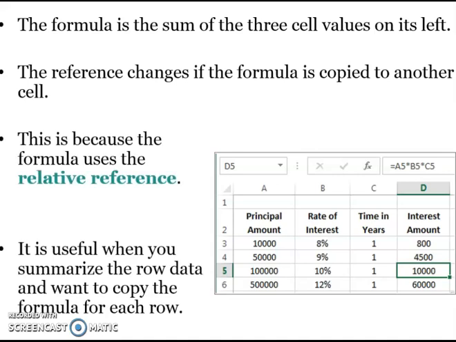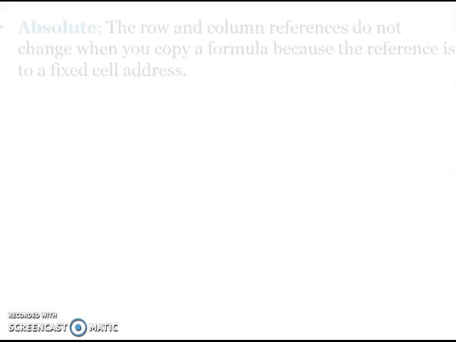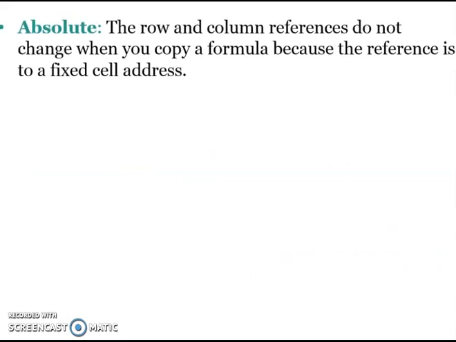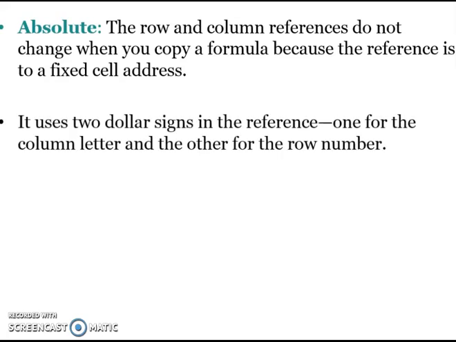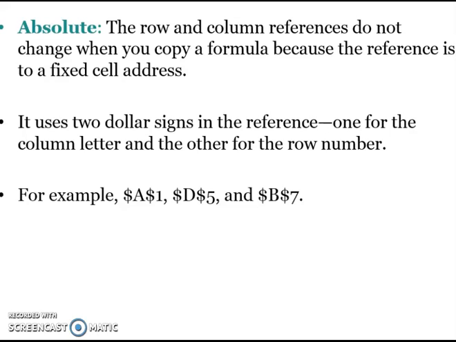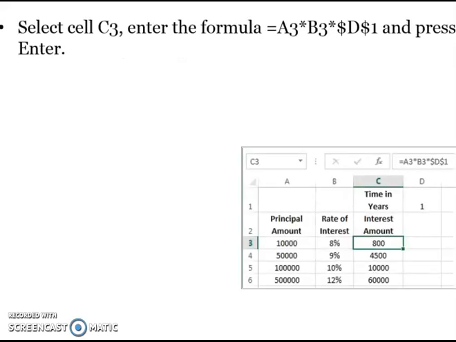But in the other type, absolute, the cell reference cannot be changed. The column or row references do not change when you copy a formula. While copying a formula, the cell references cannot be changed. It's called absolute references. It uses two dollar signs in the reference, one for the column letter and the other for the row number. There is the dollar sign. It means it's an absolute reference, so it cannot be changed when you use autofill.